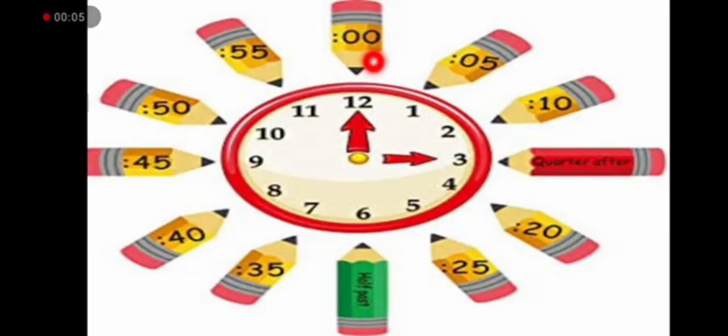There are 5 minutes between every two numbers of the clock. So we can find the number of minutes with the help of the table of 5. 1 times 5 is 5. 2 times 5 is 10. 3 times 5 is 15, means quarter. 4 times 5 is 20. 5 times 5 is 25. 6 times 5 is 30. 30 minutes means half past.